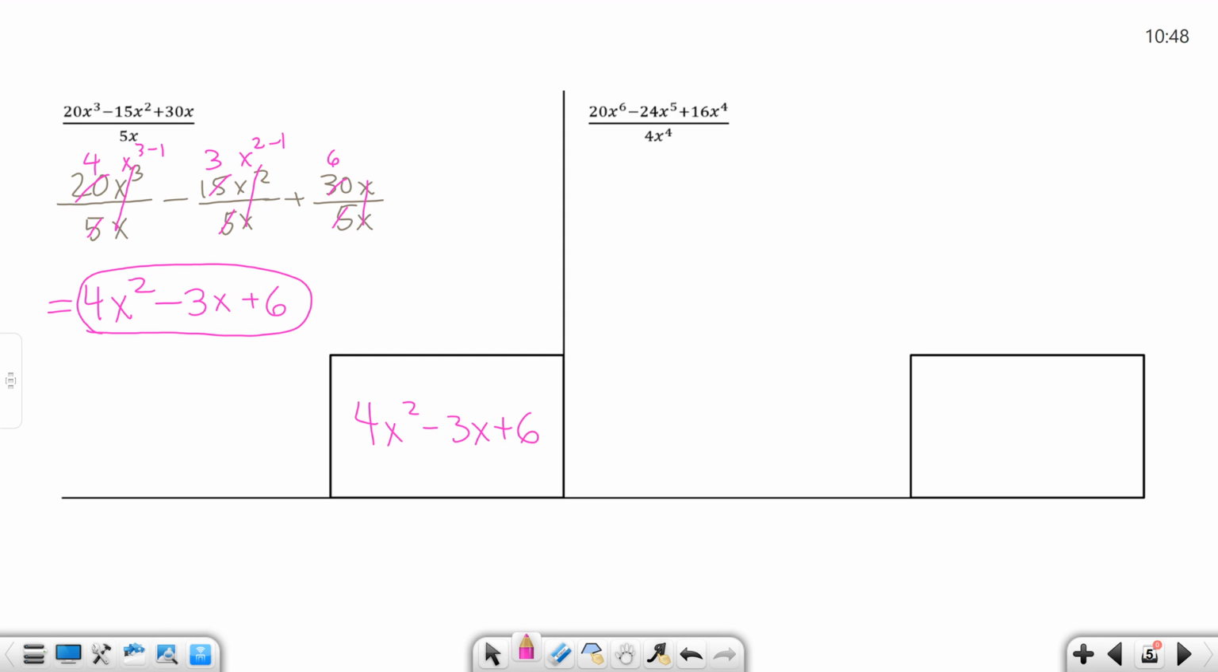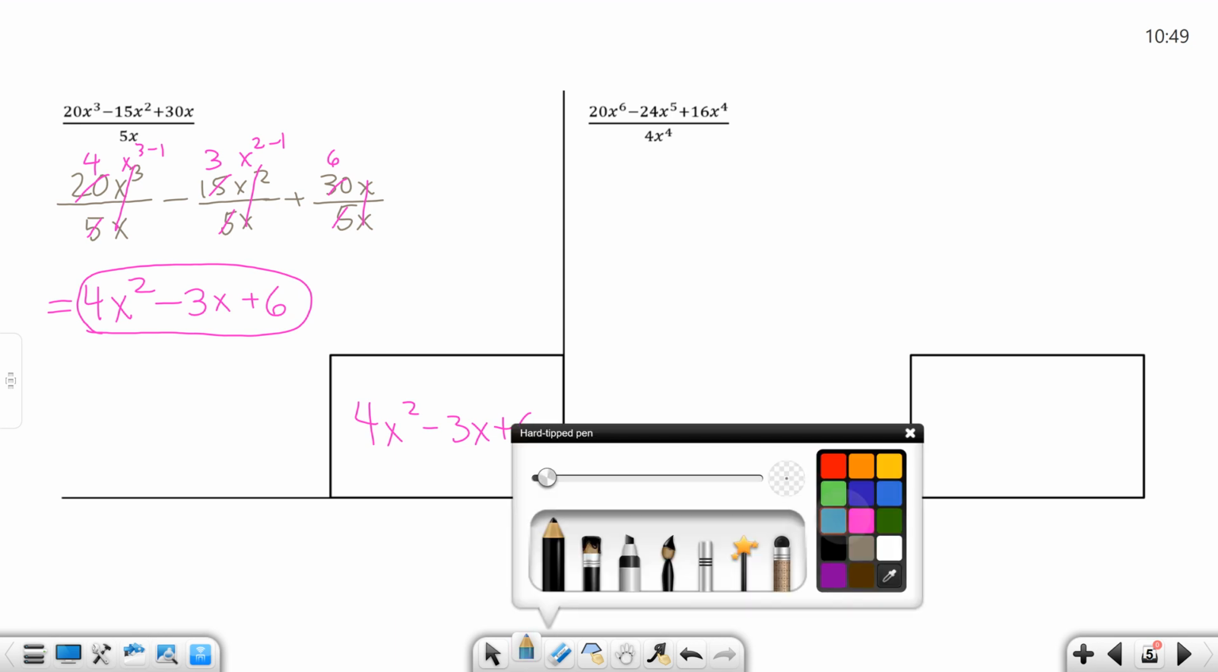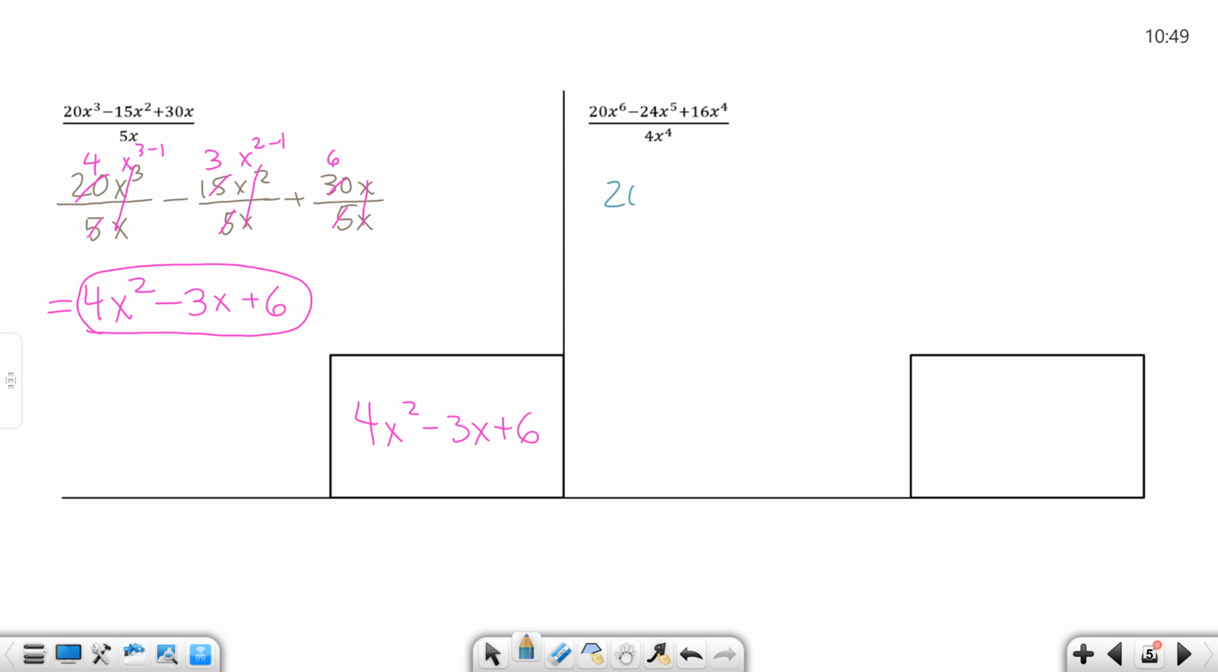The next one is also 3 terms over 1 term. So the way I'm going to deal with that is divide each term by the 4x to the 4th in the denominator. This is going to be 20x to the 6th over 4x to the 4th minus 24x to the 5th over 4x to the 4th plus 16x to the 4th over 4x to the 4th.